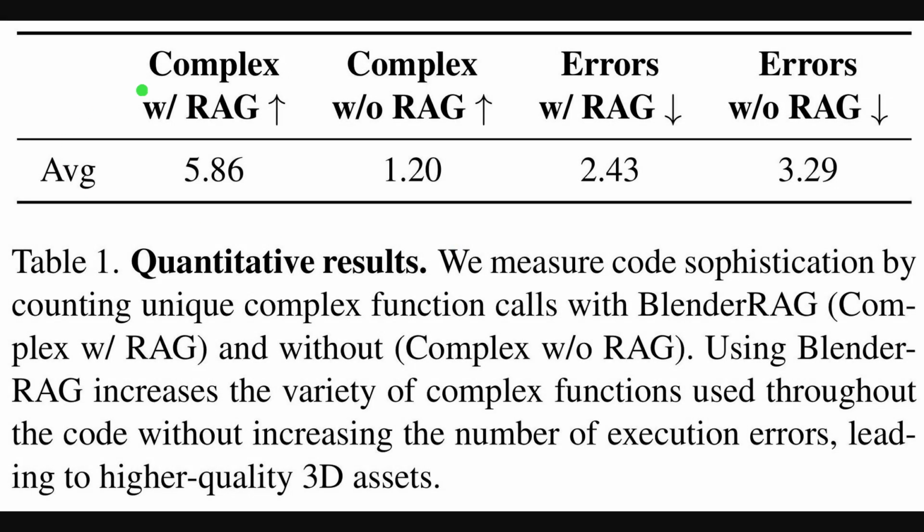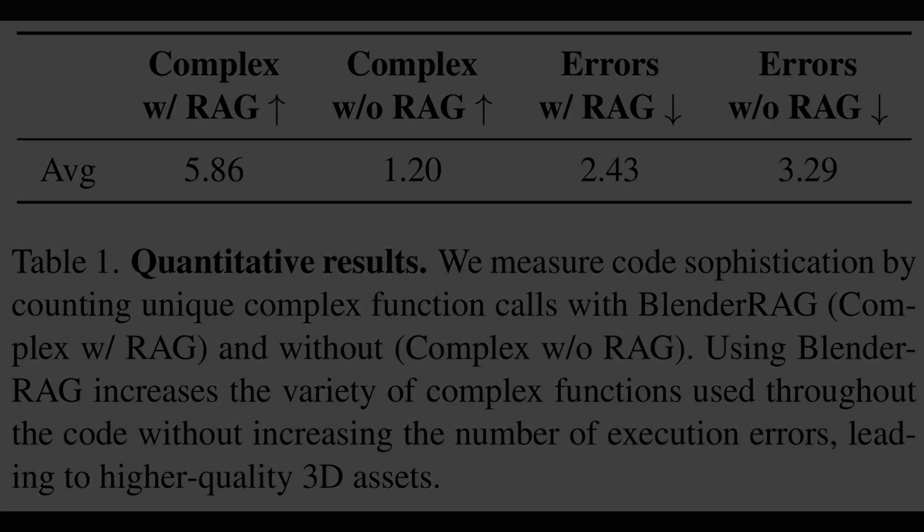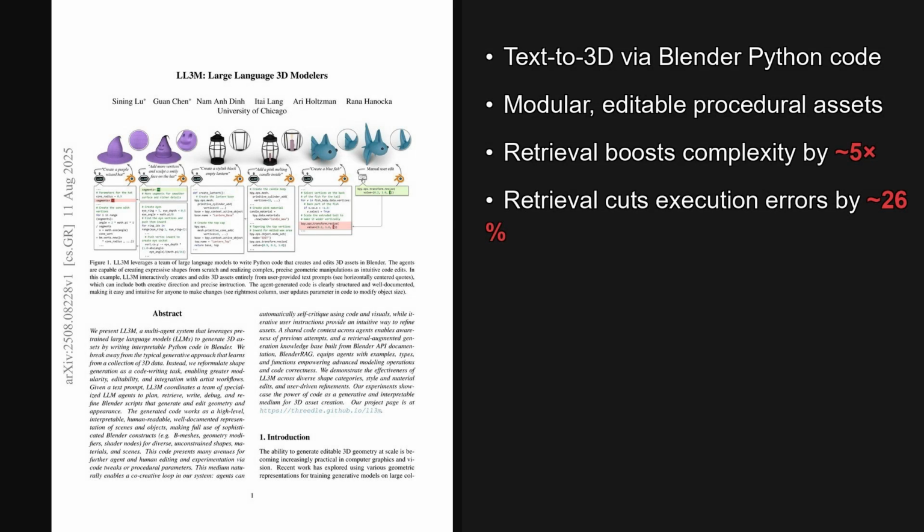Alright, this table quantifies the impact of the retrieval module. Focus on the 4 columns: complex with retrieval, complex without retrieval, errors with retrieval, and errors without retrieval. The averages tell the story. Complexity jumps from about 1.2 to 5.86 when retrieval is enabled, while errors drop from 3.29 to 2.43. In short, retrieval unlocks richer Blender operations without causing more failures, which translates to more expressive assets at comparable or lower debugging cost.